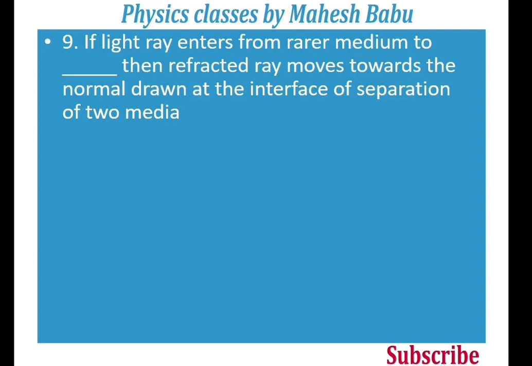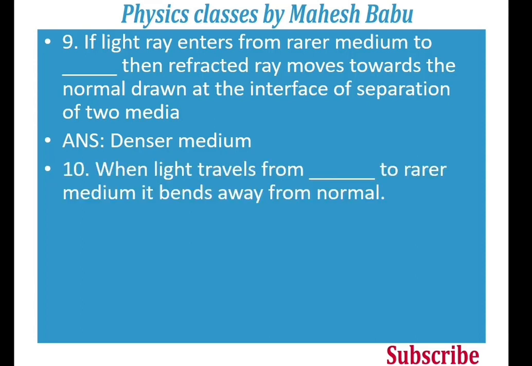Next question, if a light ray enters from a rarer medium to dash, then the refracted ray moves towards the normal drawn at the interface of separation of two media. When a light ray travels from a rarer medium to a denser medium, it bends towards the normal because the speed of light decreases. When a light ray travels from dash to a rarer medium, it bends away from the normal. Reverse of the previous case: when a light ray travels from a denser medium to a rarer medium, it bends away from the normal.